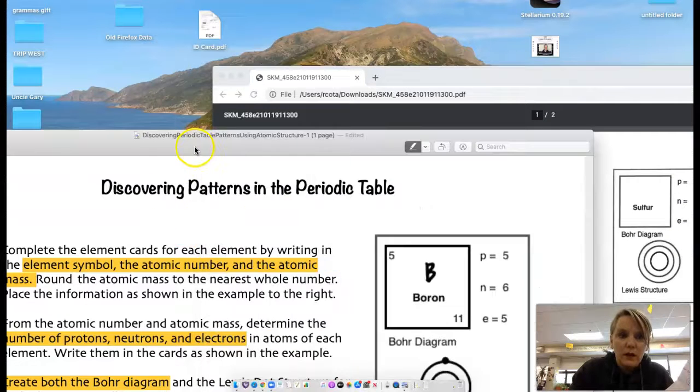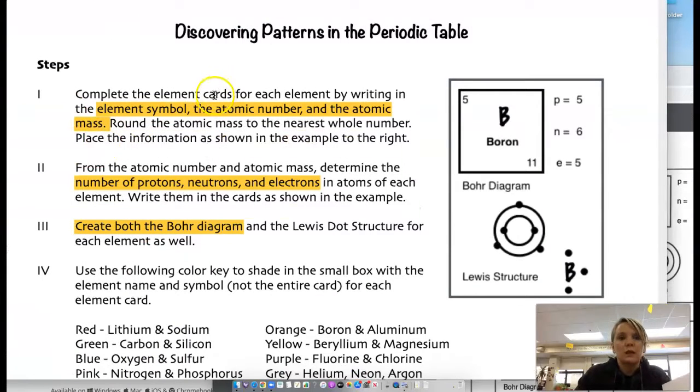it says complete the element cards for each element by writing in the element symbol, the atomic number, and the atomic mass. That's what this is right here. The atomic name is already given to you. Here's the atomic symbol, the atomic number, and the atomic mass. Then you're going to calculate the number of protons, neutrons, and electrons that each have. That goes right here. Then you are going to create a Bohr diagram for each of them, and that is right here.